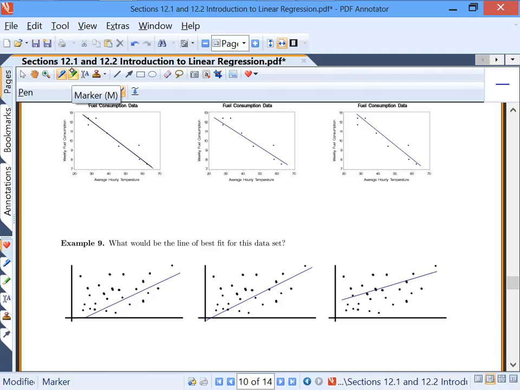Just brainstorming. What are some of the things that you would be interested in looking at? You want to minimize the distance from your points to your line. Okay, so how would you do that? I guess first you would measure the distance from the point to your line. Okay, then how would you go about minimizing that?